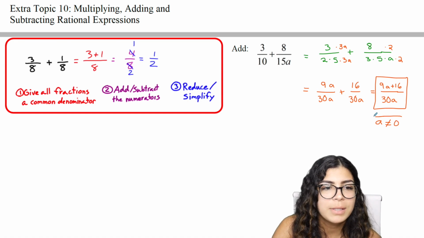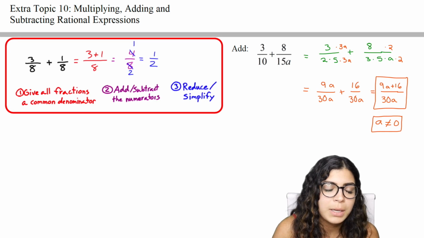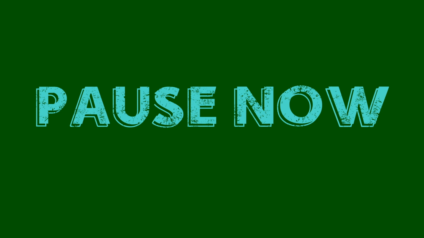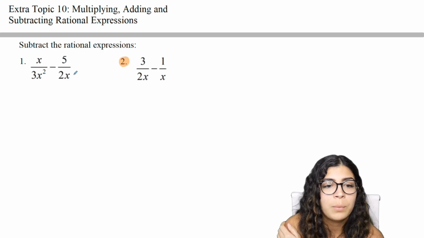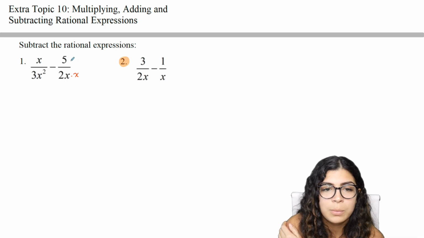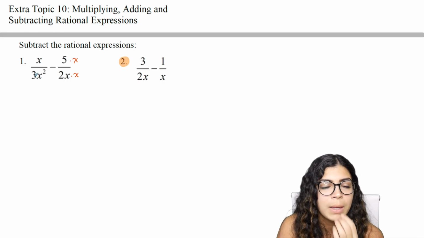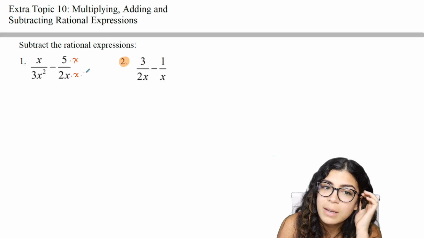All right, so let's get a little bit more complex here. I have x over 3x squared minus and then we have a 3 that we're also missing for this denominator. And in this denominator, we're missing a factor of 2.